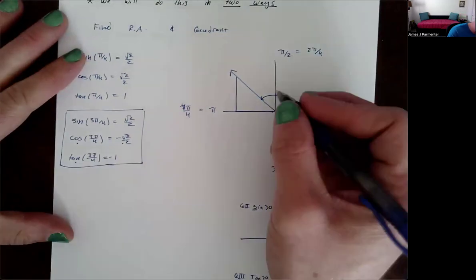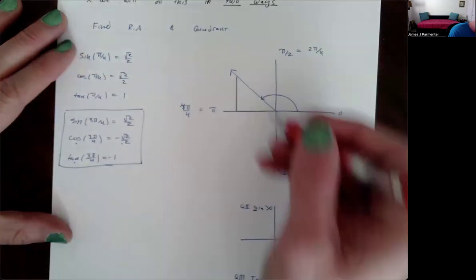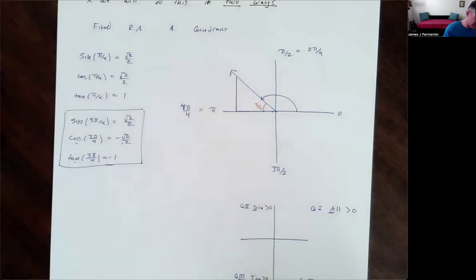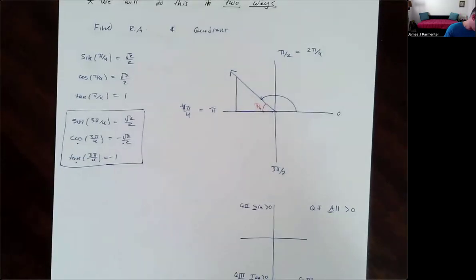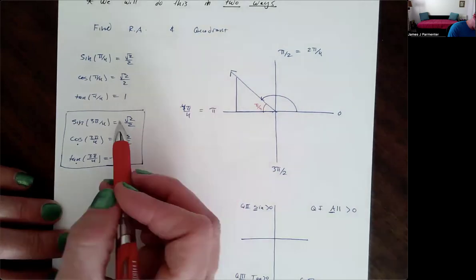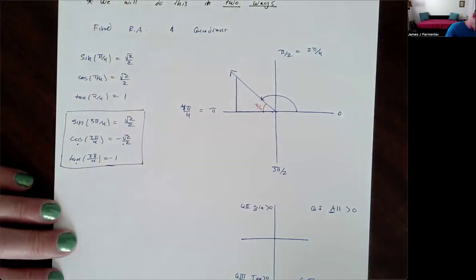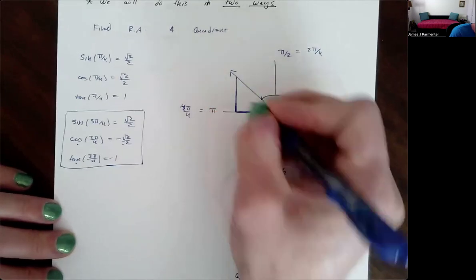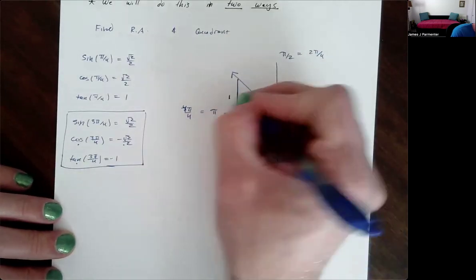Like we said here, our reference angle is pi over 4. That's why we use pi over 4 to find the values, and then we use the quadrant to find the signs. And then we could draw the triangle. So the triangle has the sides of negative 1, 1, root 2.